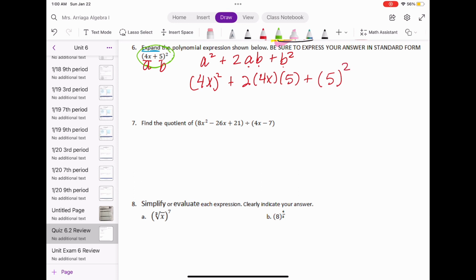Now, let's distribute that 2. Remember, the 2 is going to go to the 4 and it's going to go to the x, making it 16x squared. We're going to combine those middle numbers, and they're being multiplied. So 2 times 4 is 8, times 5 is 40x. And the last number, 5 squared, is 25. And that gives us the answer.